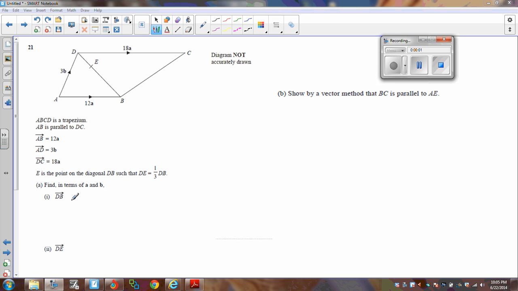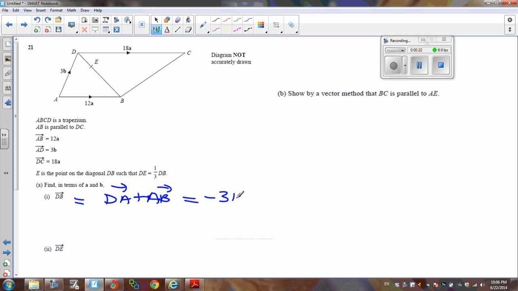Okay, the first vector we have to find here is the vector DB, and instead of going directly from D to B, I'm going to go from D to A and then from A to B. So I'm going to do DA plus AB. The vector DA is just AD in reverse, so DA is going to be minus 3b, and then plus AB, so that's plus 12a. So the vector DB, I always like to summarize what I've just found, is equal to 12a minus 3b.